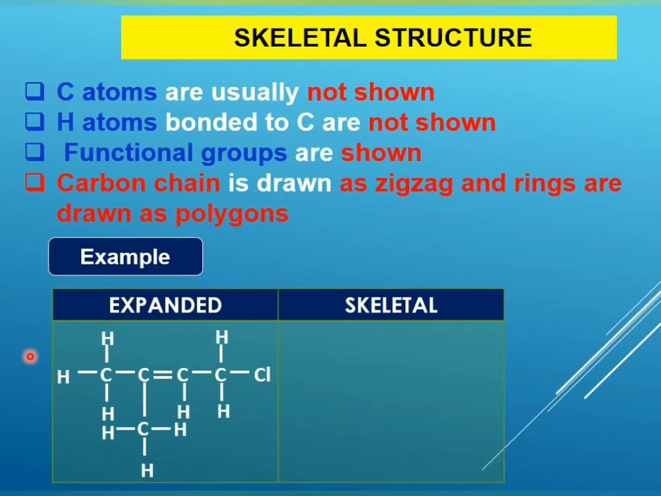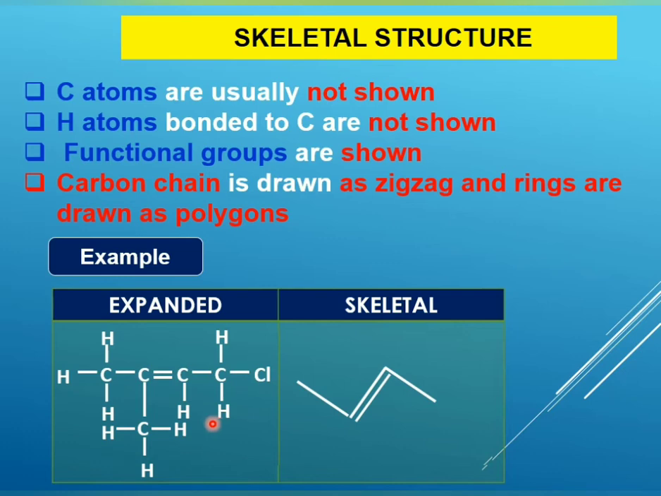For example, this is an organic compound with a 4 carbon chain. The carbon atom is not shown, so we use a line to show the bond between the carbons. So this line represents the 2 carbons. So we have 3 carbon and 4 carbon. So this is a skeletal structure of a 4 carbon chain.